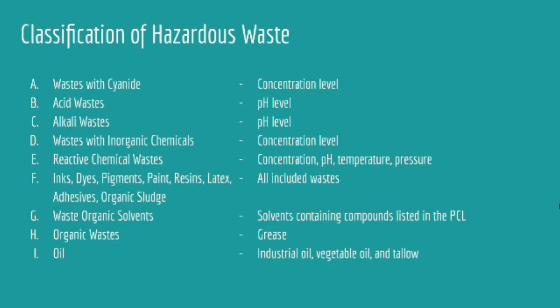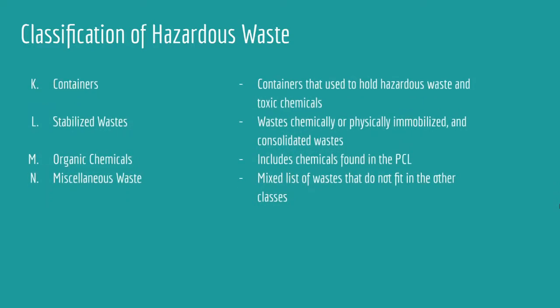This includes all wastes with grease. Next, we have oil. This includes industrial oil, vegetable oil, tallow, and its sludges. Next, we have containers. This includes all containers that used to hold hazardous waste and toxic chemicals. We have stabilized wastes. This includes wastes that are chemically or physically immobilized and consolidated wastes. Next, we have organic chemicals. This includes all chemicals found in the PCL or the Priority Chemicals List. Lastly, we have miscellaneous wastes. This includes a mixed list of wastes that do not fit in the other classes.